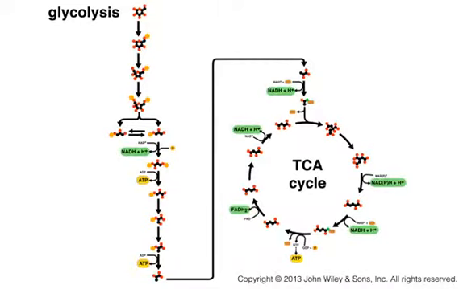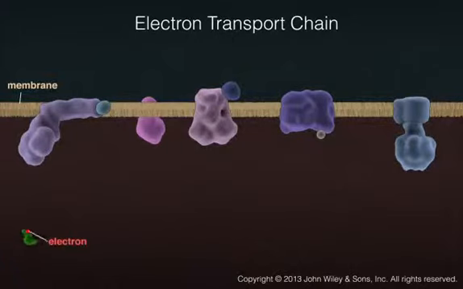They also generate the reduced electron carriers NADH and FADH2. The cell needs to oxidize these molecules for two reasons. First, it needs to reuse them to continue glycolysis and the TCA cycle. Second, the electrons they carry can provide energy to the cell. The energy in NADH and FADH2 can be harnessed through a different type of phosphorylation, oxidative phosphorylation.